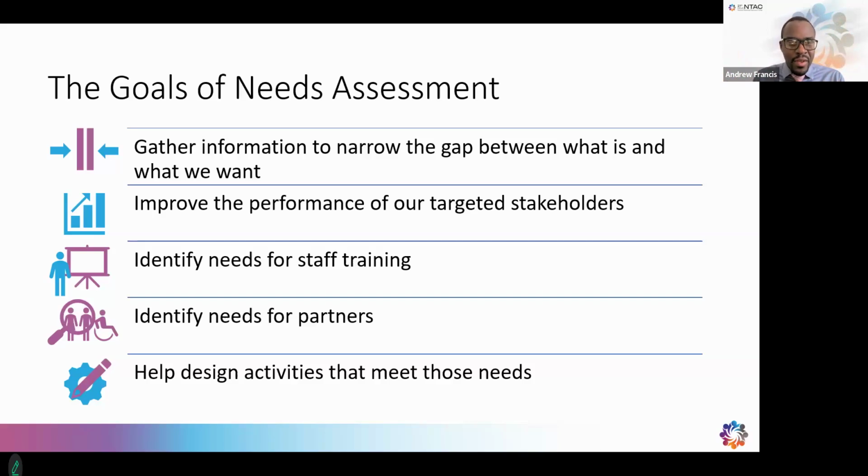Any other goals or purposes that you have found, that a needs assessment helps you with accomplishing, that you want to share in the chat? I'd love to invite you to do that now as we keep the conversation going. Go ahead and put that in.